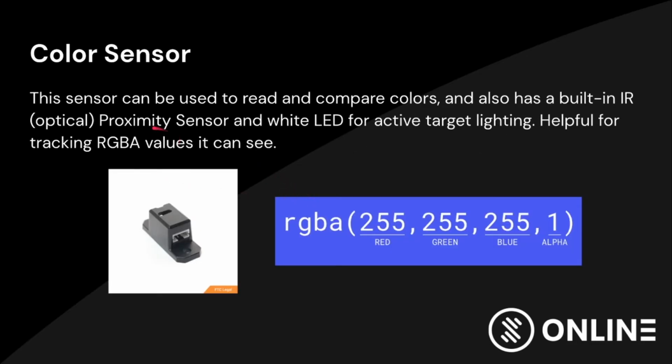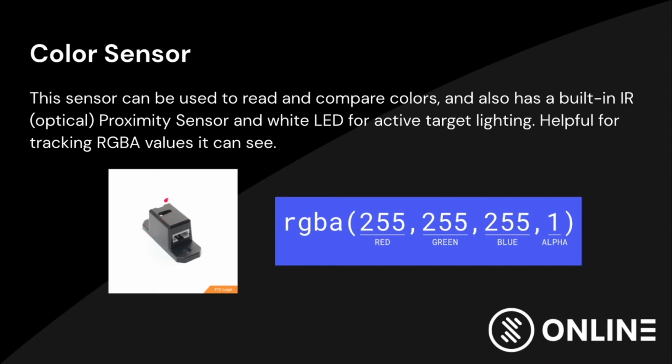Then we have the color sensor. This sensor can be used to read and compare colors. It has a built-in IR sensor and a white LED for active target lighting, and it's helpful for tracking RGBA values. An IR optical proximity sensor is basically an infrared light that's tracking infrared, away from color. Your TV remote has this actually, so it can interact with the TV. It sends an IR beam, which isn't visible to the eye, so it can communicate with the TV.